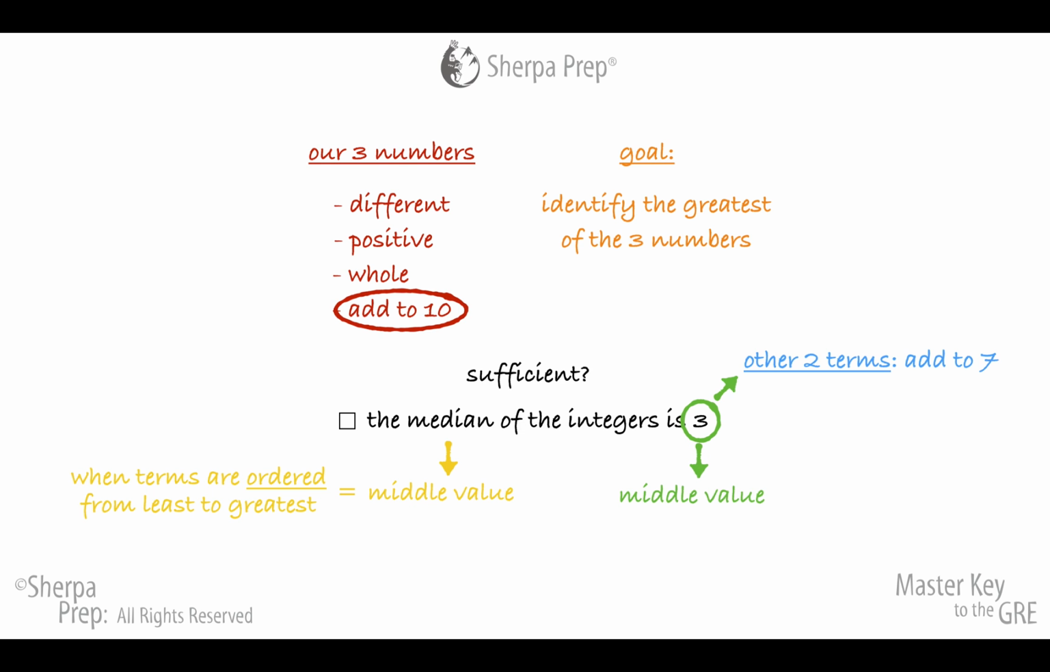Well, if the other 2 terms add to 7, they could be 1 and 6, or 2 and 5, or 3 and 4. And notice in each case, our middlemost value would be the 3. The problem, of course, is we have several scenarios here, and each one has a different greatest possible value. In other words, our greatest possible value could be 6, it could be 5. We just don't know what the greatest integer is given this information. That's why this is not sufficient information. That's why this is not one of our correct answers.